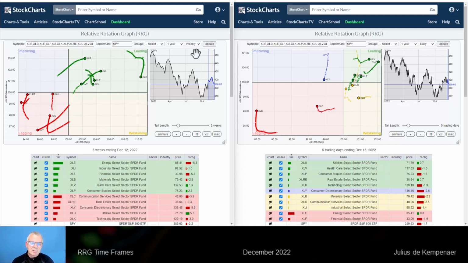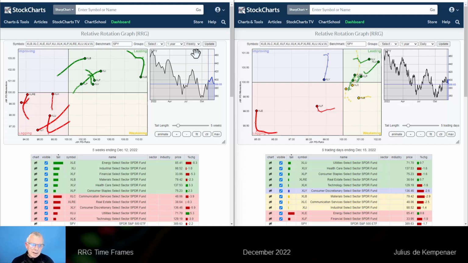When you see a sector inside the leading quadrant and you see the same sector in the lagging quadrant on the daily, the first thought that you should have is, hey, this sector is in a long-term relative uptrend, but it's going through a correction because the daily rotation is taking it through the lagging quadrant. That's the immediate response that you should have.